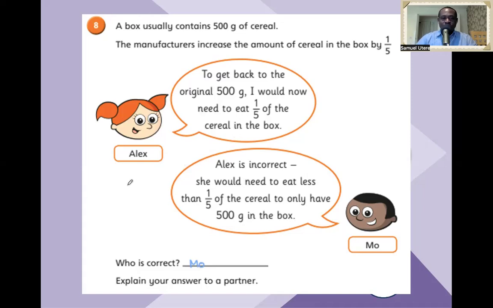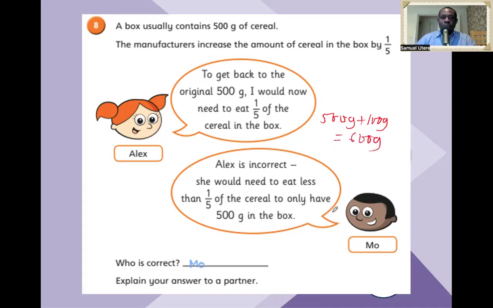So let's actually write the numbers out, and then you understand why Mo is correct. So 500 gram. The manufacturer increased the amount of cereal in the box by 1/5. So 1/5 means to divide by 5 and to times by 1. So 500 divided by 5 is 100. So it means 100 gram was added to the box. So 100 gram, that means 1/5. So the new weight of the box is 600 gram.